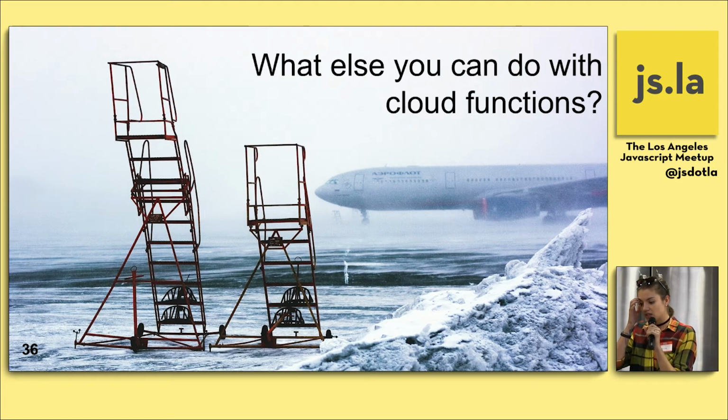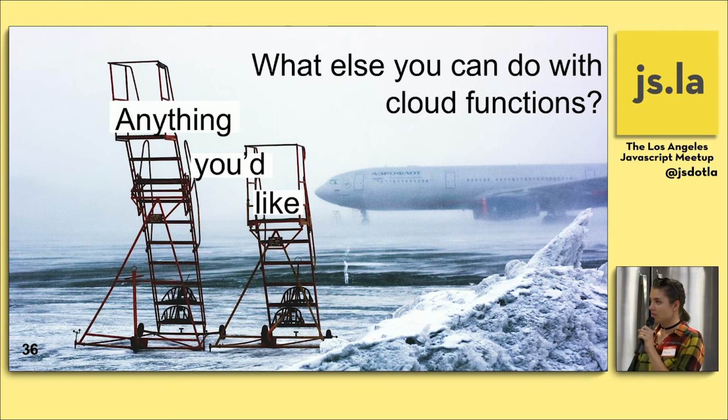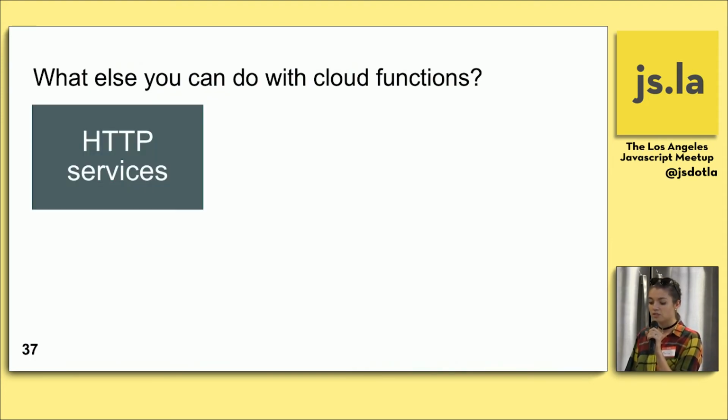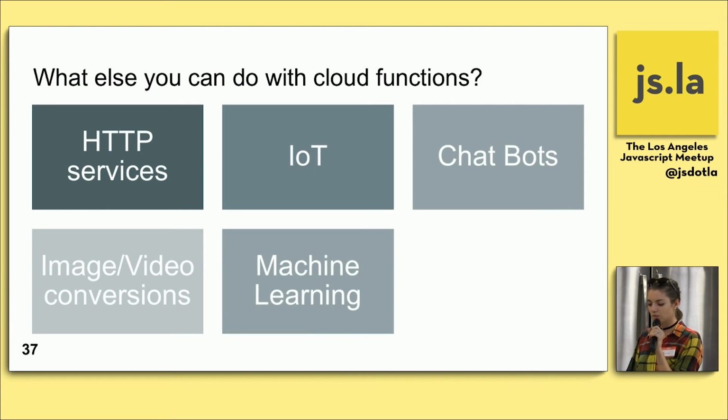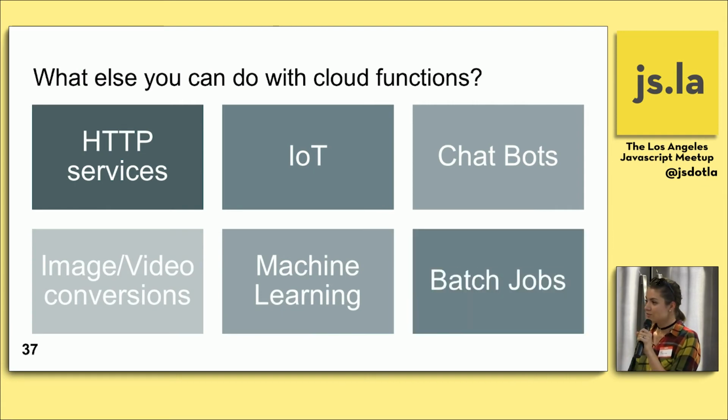And another question that I had: can I really use it in production? I mean, this demo application looks nice, maybe, but not everybody needs server-side rendering. So what else can we do with this? I would say basically everything. There is a ton of examples like HTTP services, IoT, chatbots, image processing, machine learning, batch jobs, everything. If you have an idea and can't think why you couldn't use Lambda for it, just go ahead and use Cloud Functions for it.